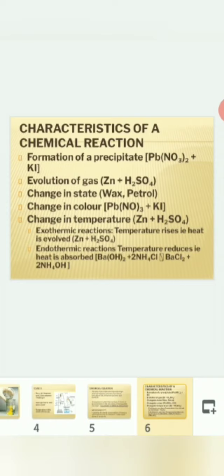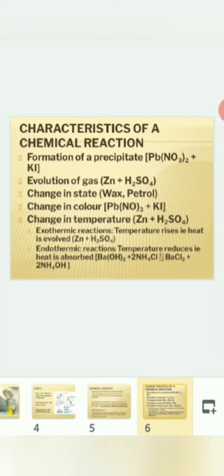Change in state: wax or petrol, when you heat it, will change its state. Change in color: lead nitrate plus potassium iodide will give you a yellow precipitate of lead iodide. So there will be a formation of some residue over here. Change in temperature: when zinc and hydrochloric acid react, there will be a rise in temperature. So the product formed will give out some heat. So this is an exothermic reaction.